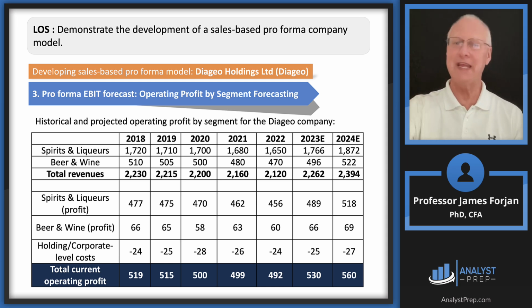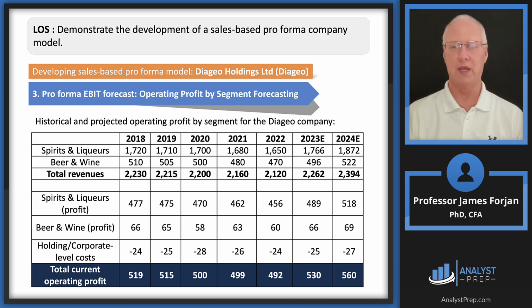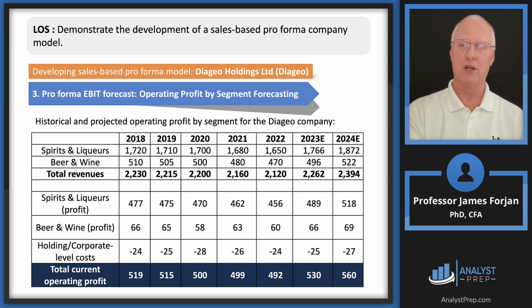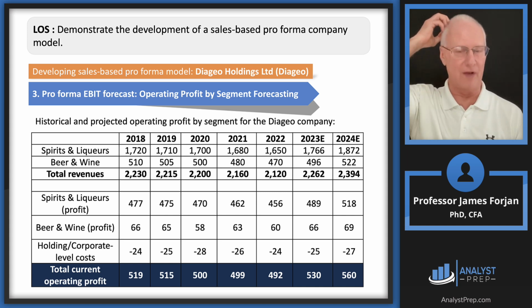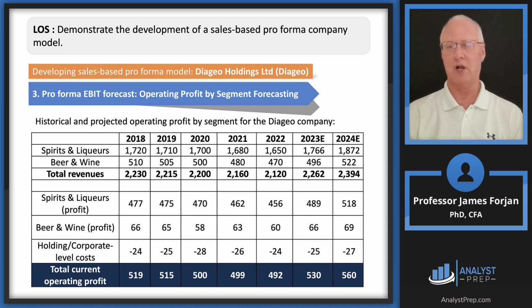Let's take a look at the combination. Let's segment them, the spirits and then the beer and wine for all of those years. So there is the 2262, the 2394 that we saw in the previous slide. And then we're going to decompose this into the profit for each segment. And let's go to 2023. There's 489, there's 66. And there are some corporate level costs being reduced by 25.